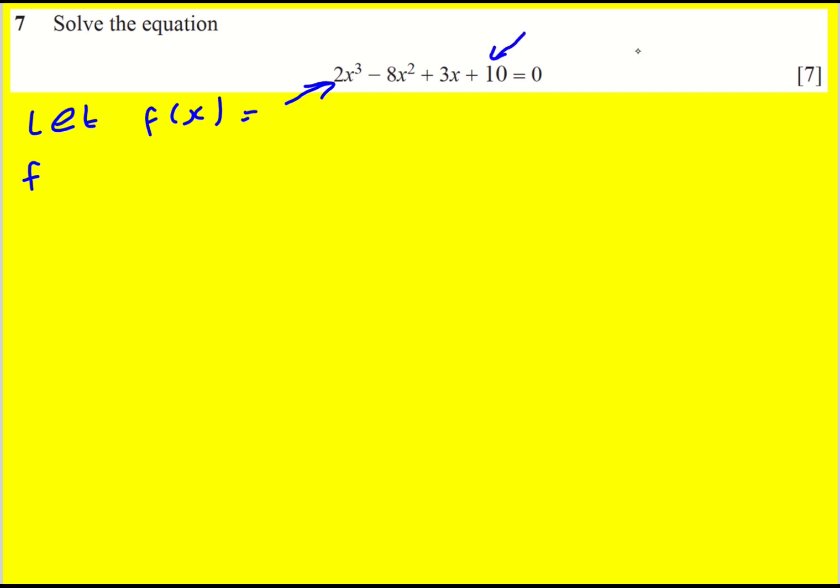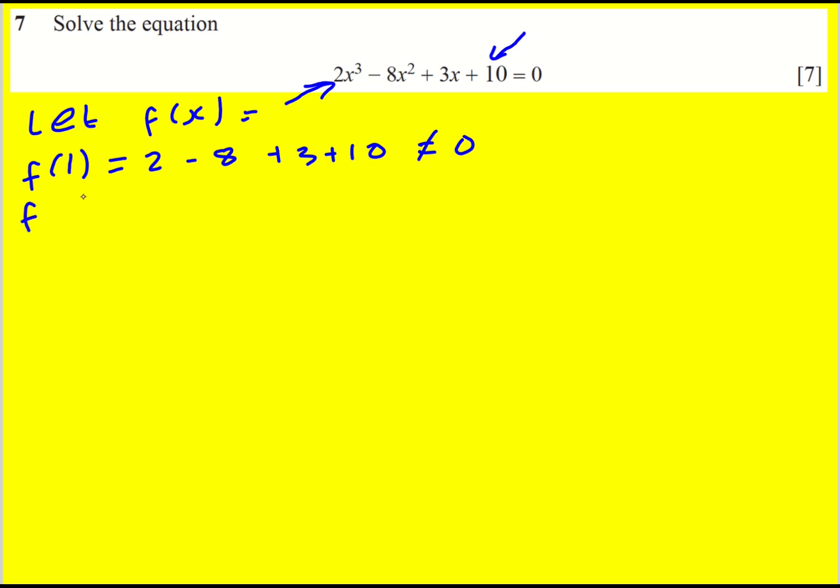Always go with factors of this number here, so 10. So what goes into 10? Well, we could try 1. This is quite easy to do without a calculator. 2 minus 8 plus 3 plus 10. Okay, not close at all actually. So 50, so not equal to 0.